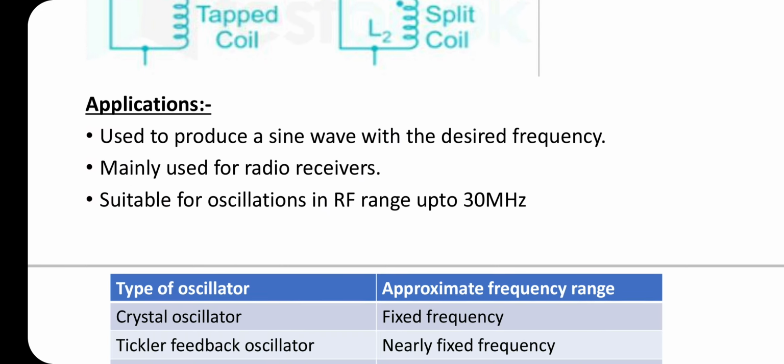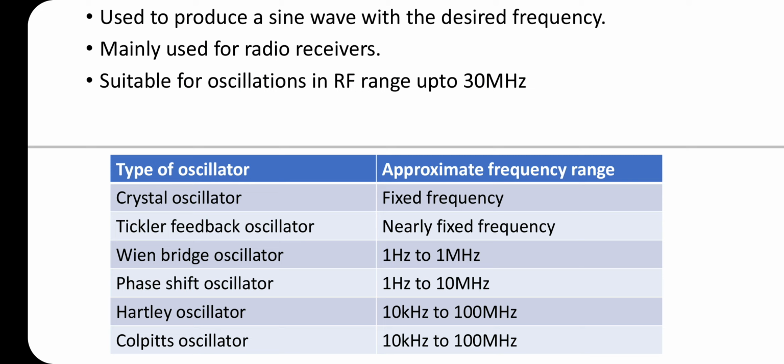The Hartley oscillator is used to produce a sine wave with the desired frequency, mainly used for radio receivers, suitable for oscillations in RF range up to 30 MHz.